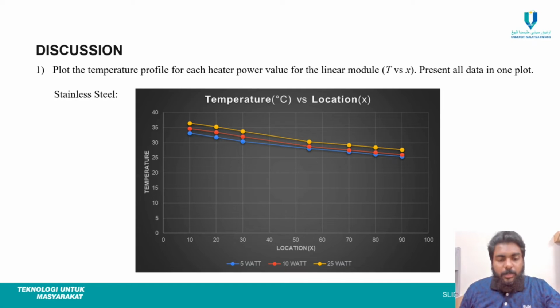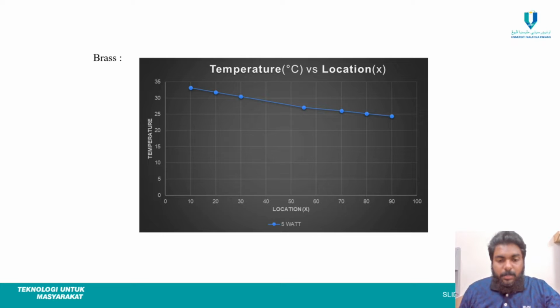So now I'd like to explain about the discussion. Our first question is to plot the temperature profile for each heater power value for the linear module. Our graph will be temperature versus location. We include 3 data sets in one graph, for 5 watt, 10 watt, and 15 watt, for stainless steel. And next will be brass. There is only one data set, for 5 watt.